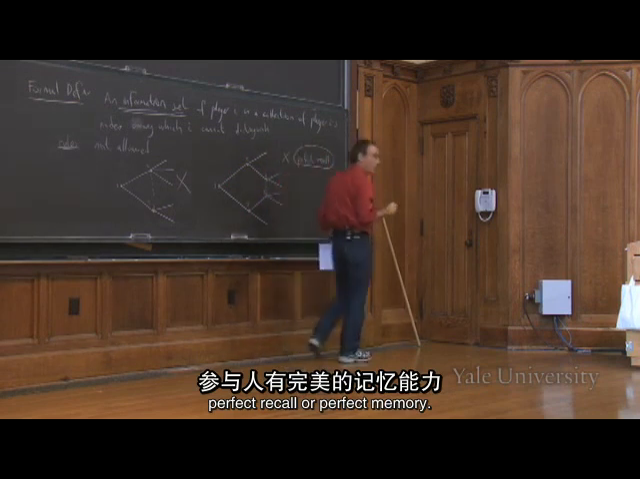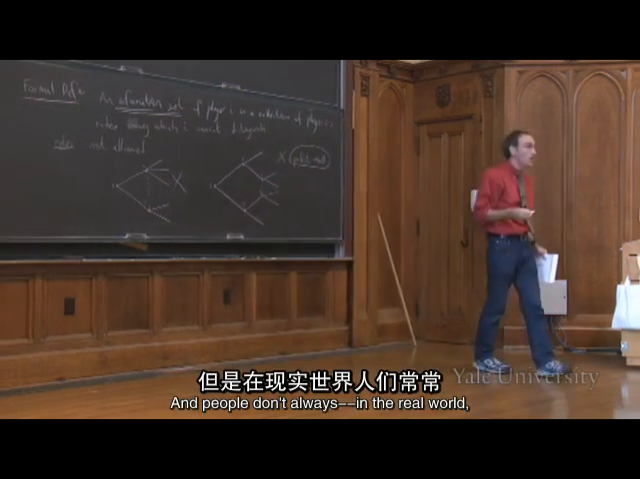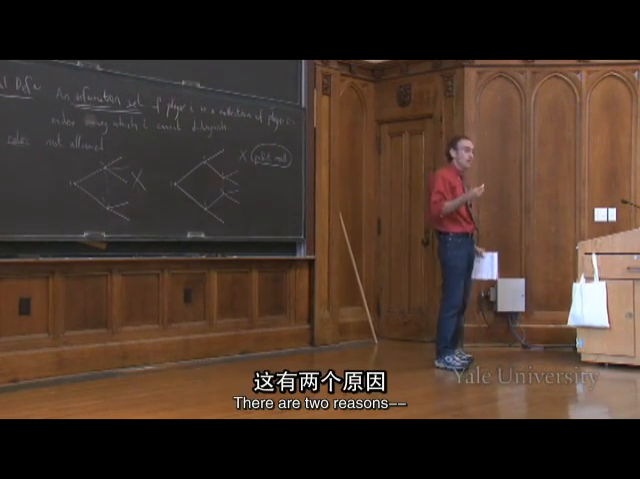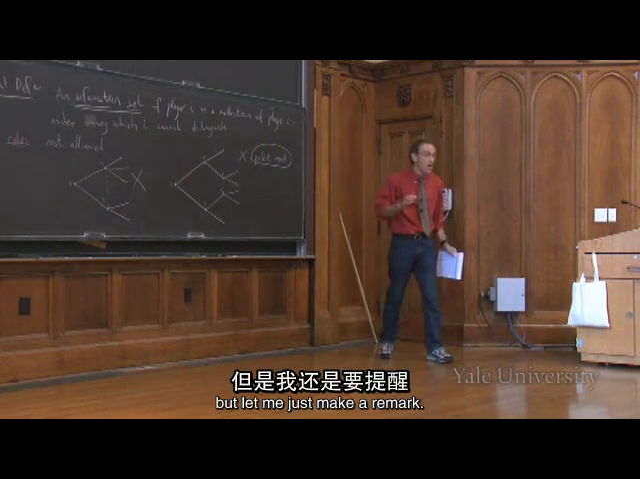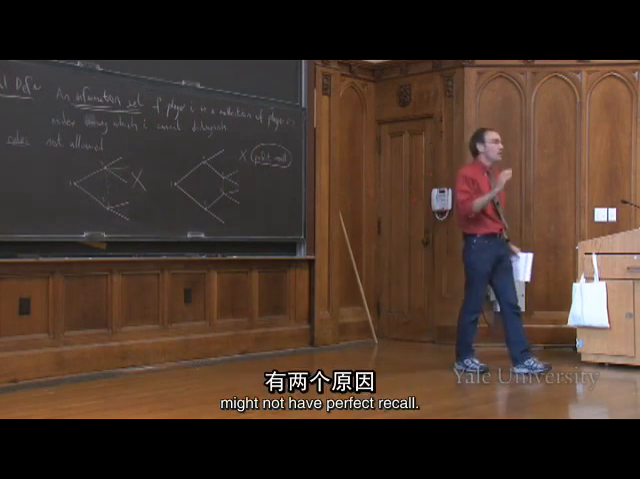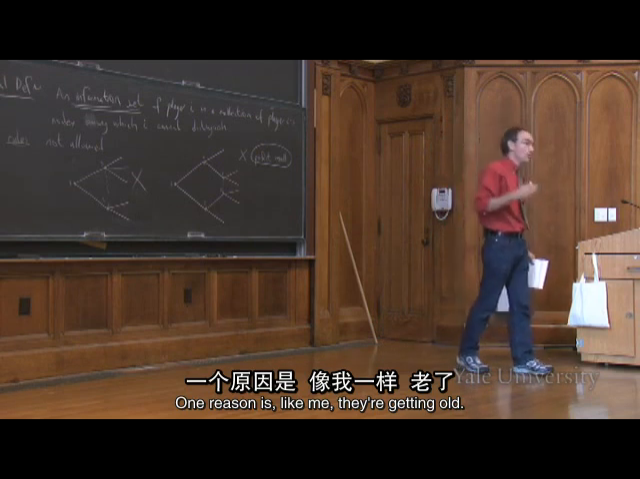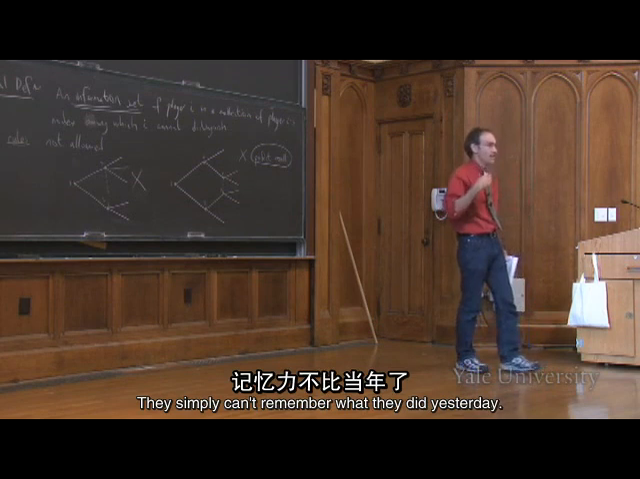We're assuming perfect recall. And people don't always, in the real world, have perfect recall. There are two reasons, and we're always going to assume this, but let me just make a remark. There are two reasons why people might not have perfect recall. One reason is, like me, they're getting old. They simply can't remember what they did yesterday.